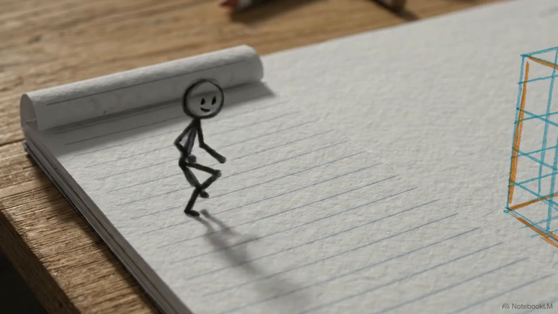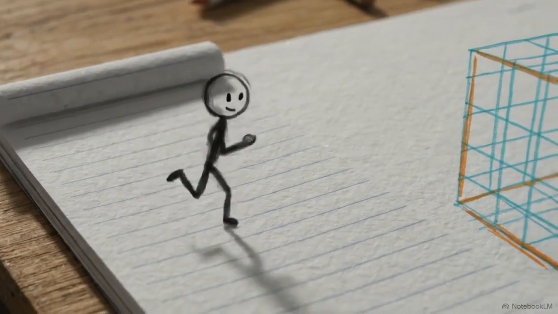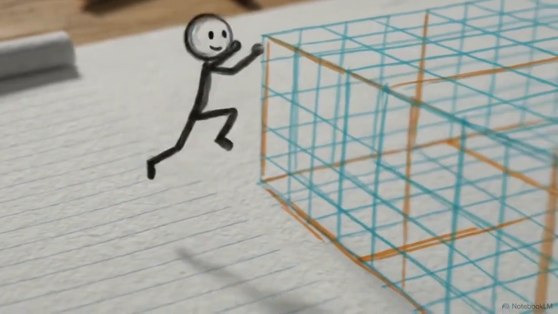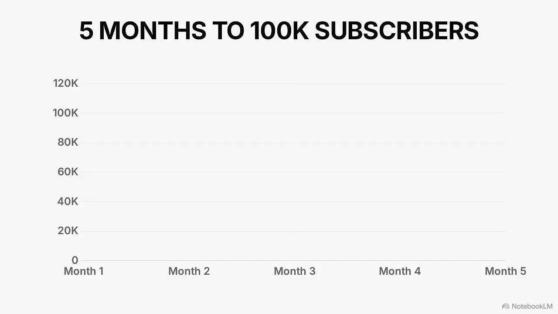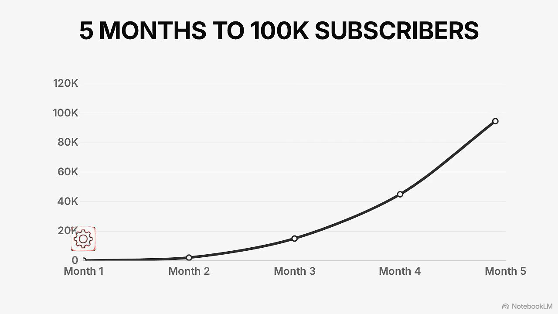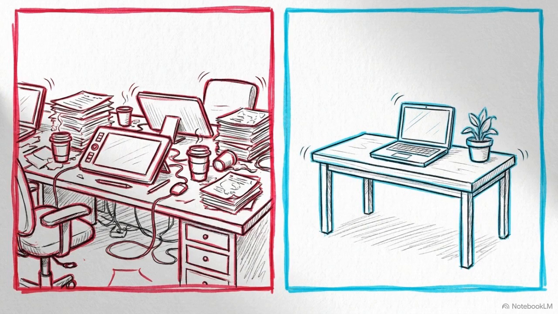Imagine launching a YouTube channel with zero budget, no drawing skills, and no animation software, and still pulling in an audience. This chart shows the subscriber growth of a real channel that did exactly that. In just 5 months, it went from 0 to 100,000 subscribers and hit full monetization, relying entirely on simple stick figure animations. You don't need a massive studio to replicate this.